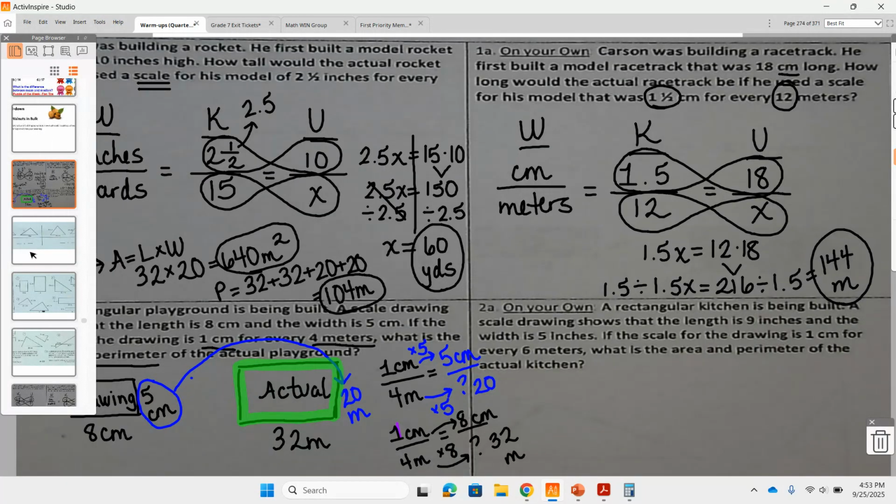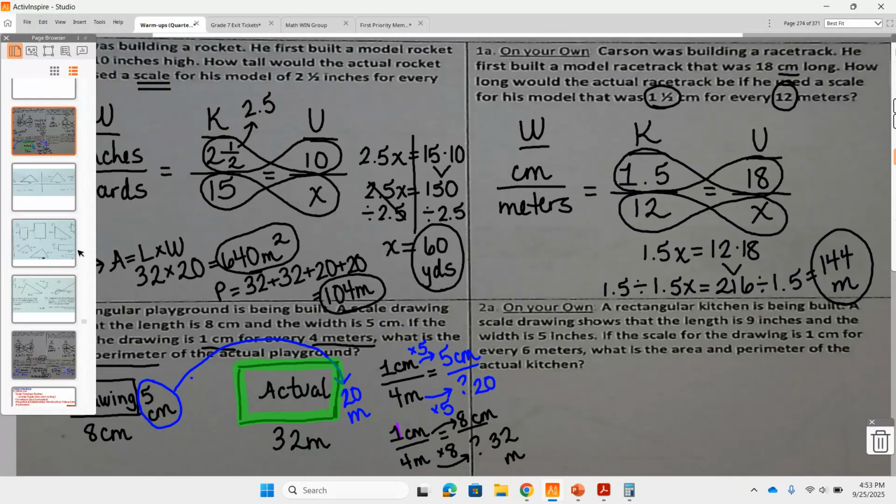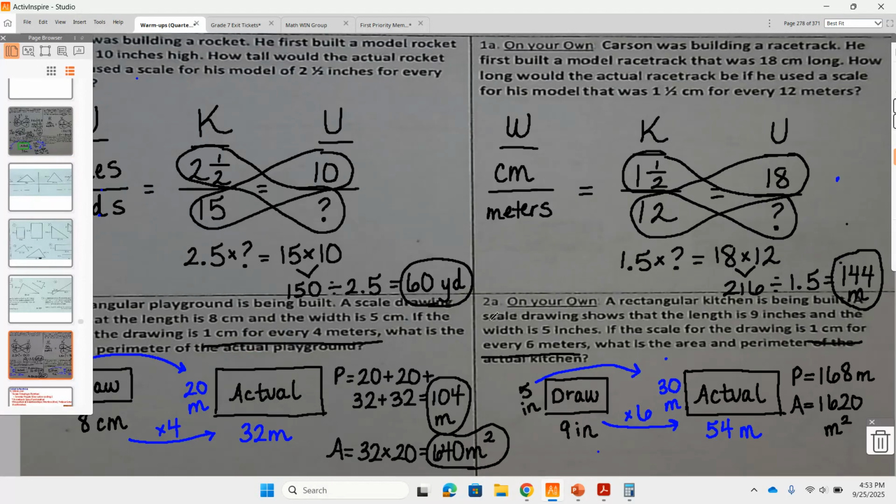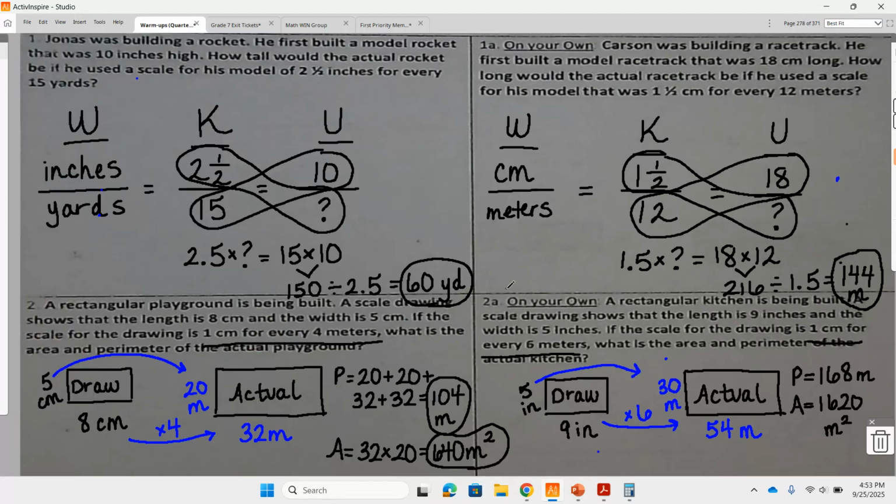All right, let's check over our answer for 2A. So let me show you what you should have done, and you can check over your answer. Okay, here's our perimeter and our area. It was a 5 by 9 originally, but it should have changed to a 30 by 54. If you were able to get that, great. If you were not, please jot down that answer so you have it correct.